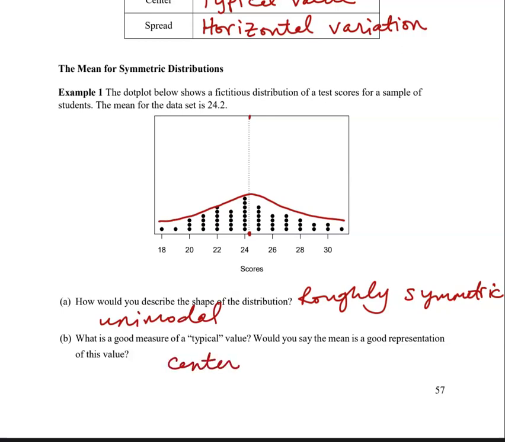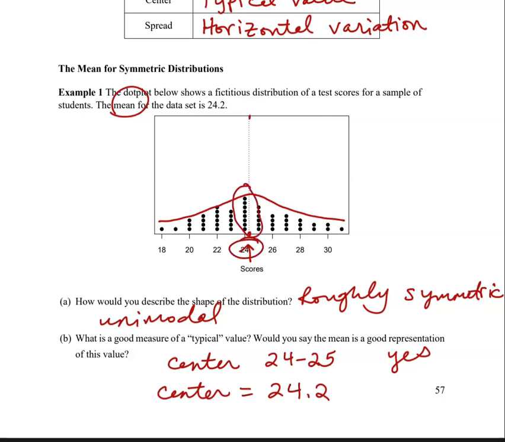That's another word, so I'll start using those interchangeably. Typical, center. And in this case, that would be somewhere right here in the middle. If we were eyeballing it, we might say somewhere around 24 to 25. But because they actually gave us the mean, let's go with that. So my center is going to be the mean, which is at 24.2. Would you say that is a good representation? I would say yes, it certainly is, because just by eyeballing it, the center is somewhere right in this little range, and so 24.2 would work.